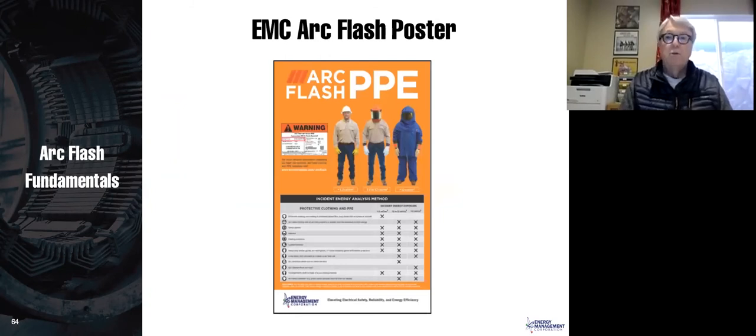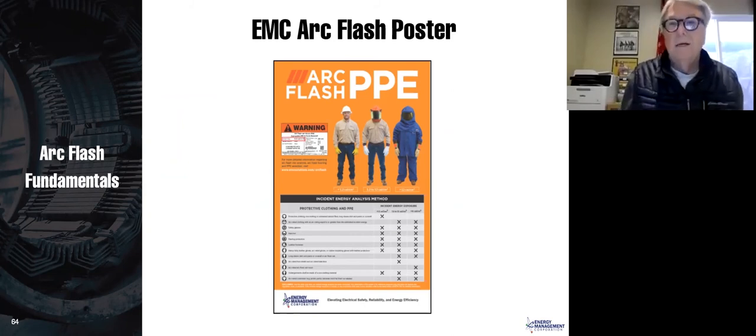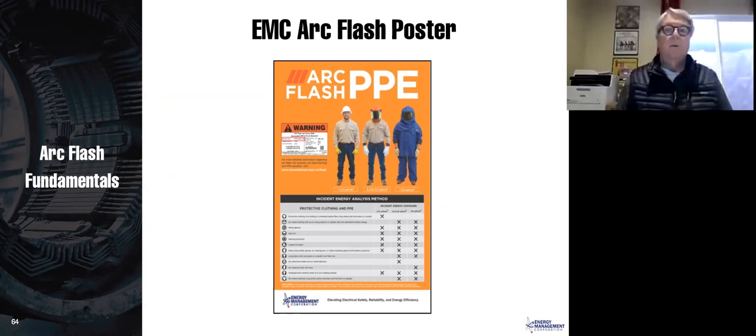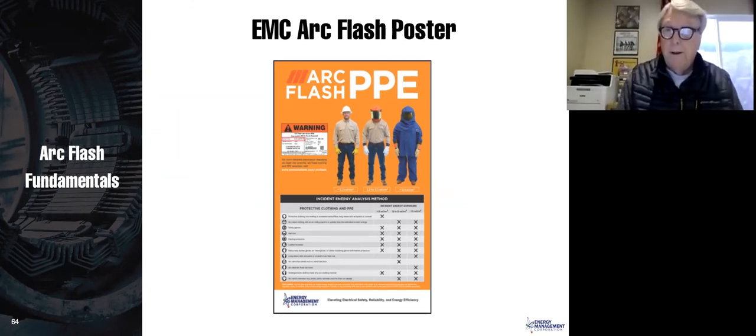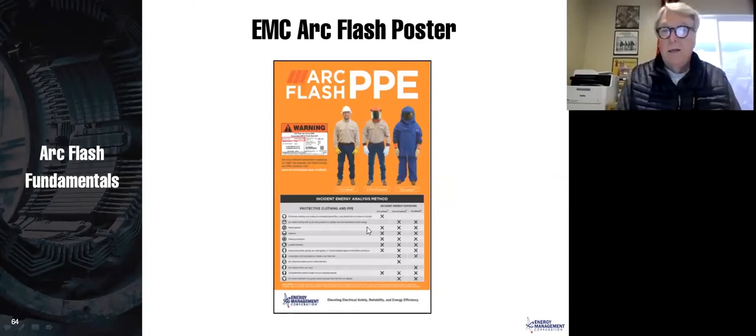This is a poster that we have when we do an arc flash study. We typically provide these posters to the customer, and they're about 11 by 17 plastic. They're sunlight resistant, and they're based on the new method: under 1.2, 1.2 to 12, and over 12. It shows you a picture of how the people are dressed. And then down here, it shows you what you need to wear.